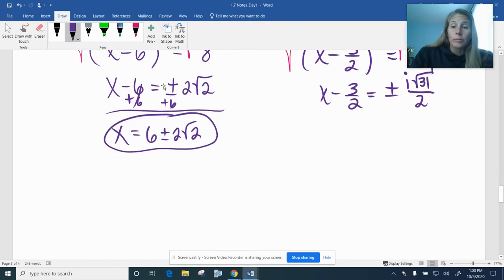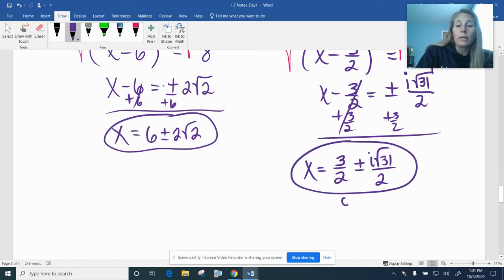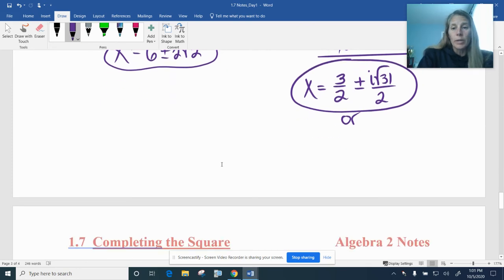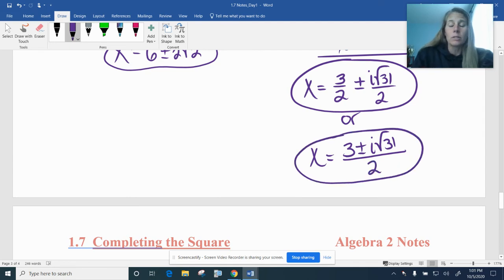So now, to finish that up, I would add my 3 over 2 to each side. So x would equal 3 over 2 plus or minus i radical 31 over 2. Now that's one way you can write the answer. Notice that each of those terms is written separately with its own denominator, but since they both have the same denominator of 2, you could also see it written like this: 3 plus or minus i radical 31 over 2. Either of those would be correct. It just depends on what format it would be written in.